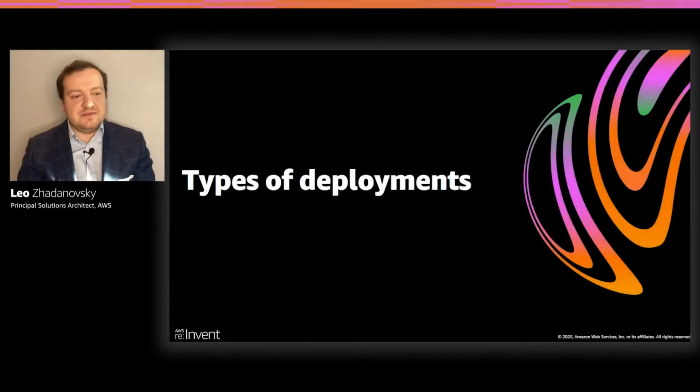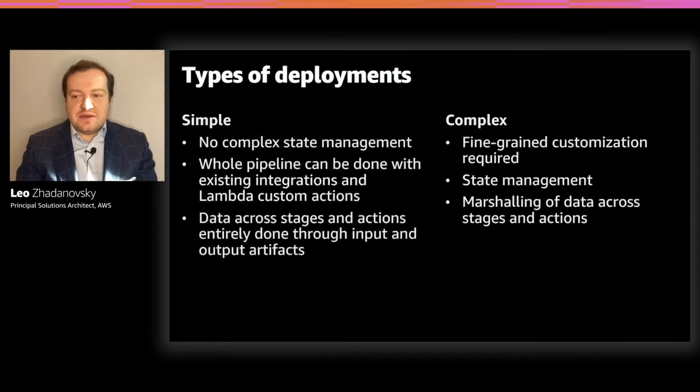So let's talk about types of deployments with CodePipeline and why you would choose to use step functions in them potentially. If you have a simple deployment, for example, you don't have to worry about complex state management. Your whole pipeline can be done with either the existing pre-built integrations in CodePipeline or with Lambda custom actions. So you have to do something simple, or the data across your stages and actions can be entirely done through input and output artifacts. Meaning you can take the output of one stage in your CodePipeline and use that as the input in the next stage. Then I would say that's a simple deployment.